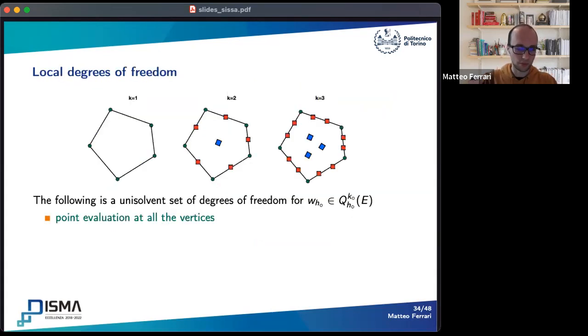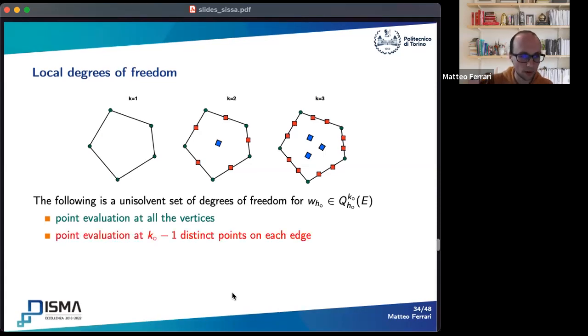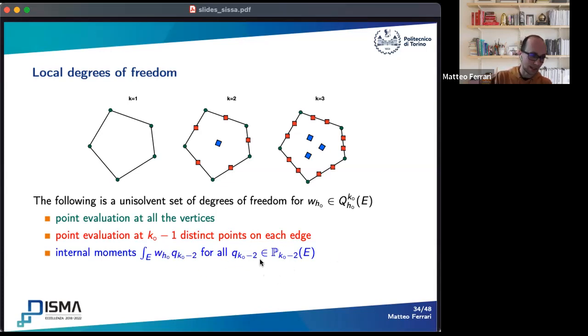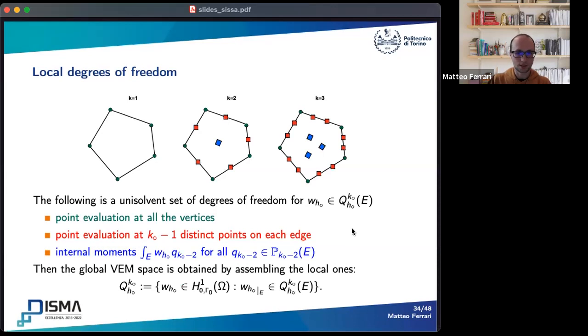A standard choice of degrees of freedom, that is exactly what we did, is this: the point evaluation on the vertices, and the point evaluation at distinct points on each edge. In this way, since on the edge a VEM function is a polynomial, we know exactly the value of the virtual element function on each edge, by unisolvence. And finally, some internal moments with the polynomials in the same space as the Laplacian of the virtual element functions, degree k minus two. The global space is obtained by gluing everything in a conforming way.